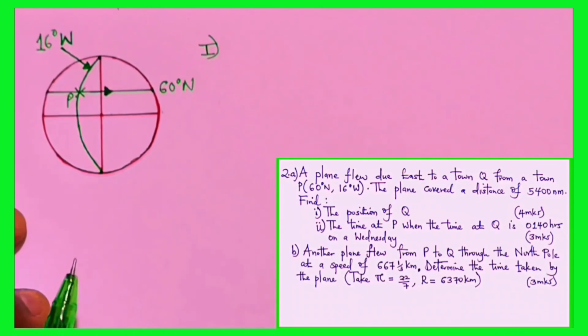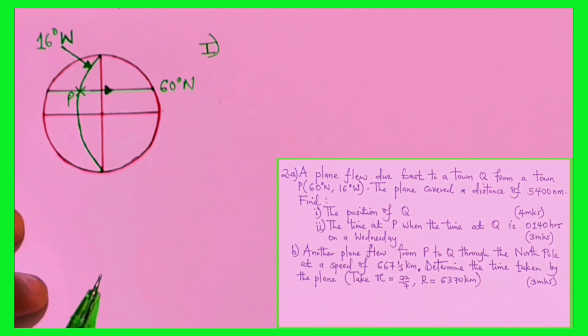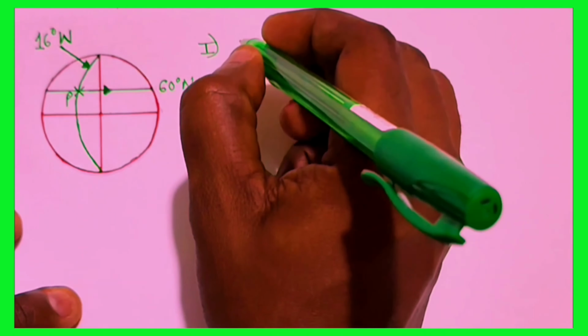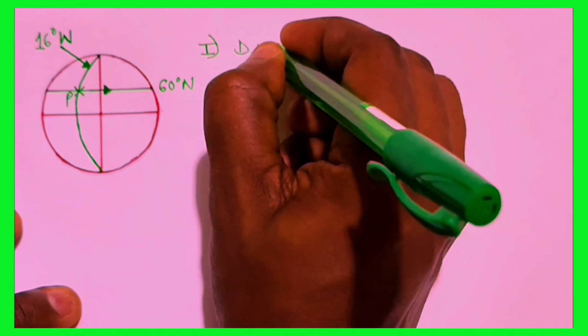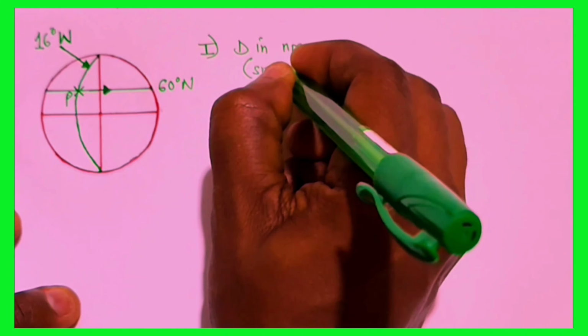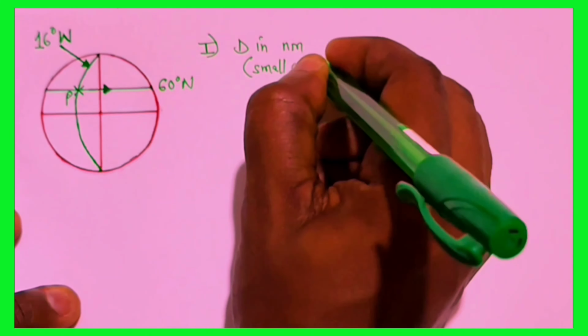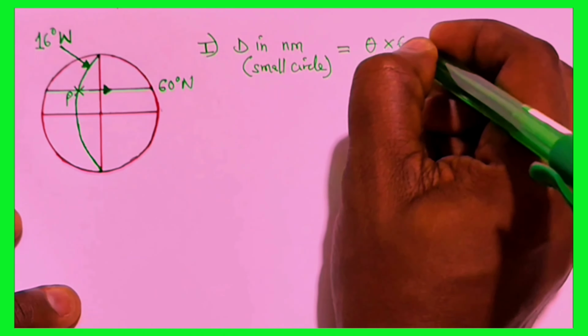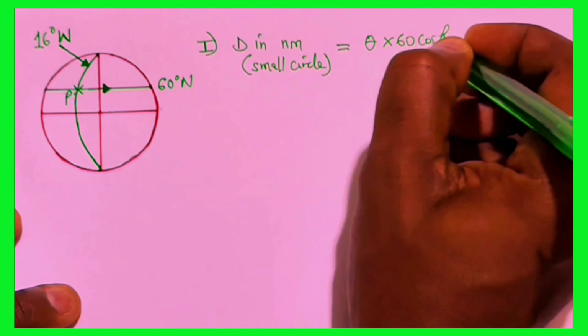So in part A, Roman 1, we are being required to find the position of Q. In order for us to find the position of Q, we are going to consider the fact that we've been given distance in nautical miles, and remember we are moving along a circle of latitude. So we are going to use the formula: distance in nautical miles, along a small circle, will be equal to theta multiplied by 60 cos beta.